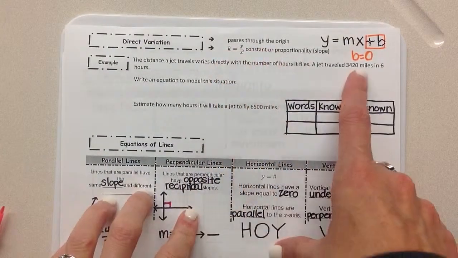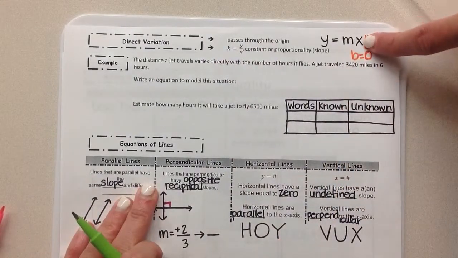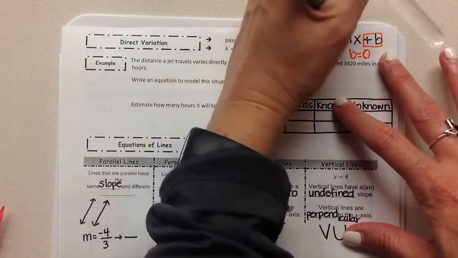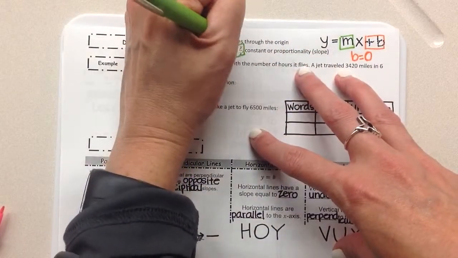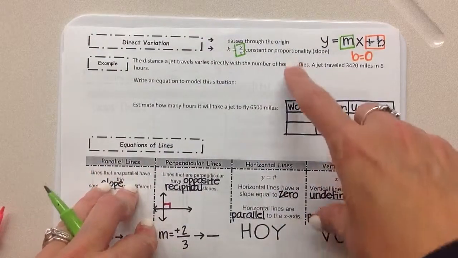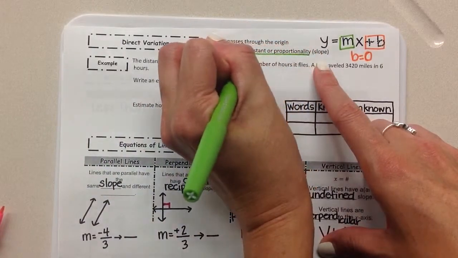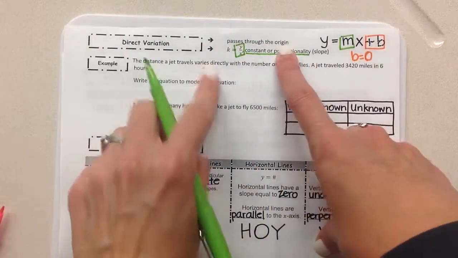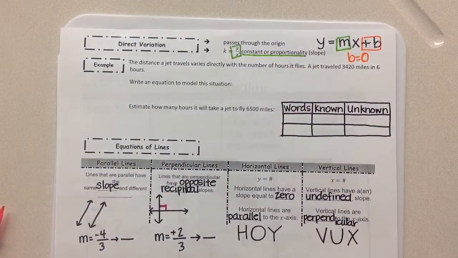It's going to pass through the origin, which means the y-intercept is going to be 0. So you aren't going to see a b. You're just going to see y equals mx. So your slope can be found by just taking a y value and dividing it by an x. You don't need two y's and two x's to find slope for direct variation. It's also going to call its slope a constant of proportionality because direct variation graphs are proportional, and you can use that to solve word problems.